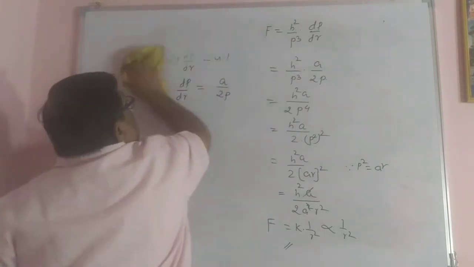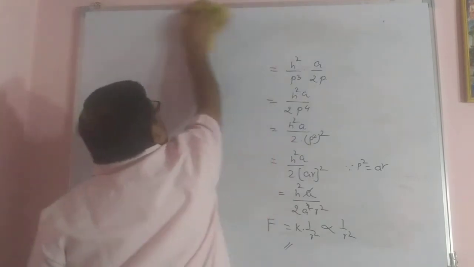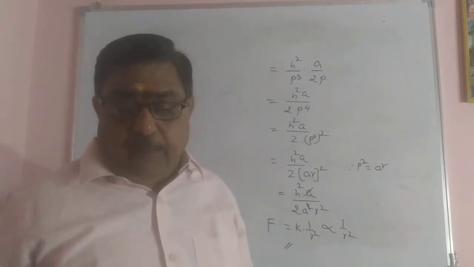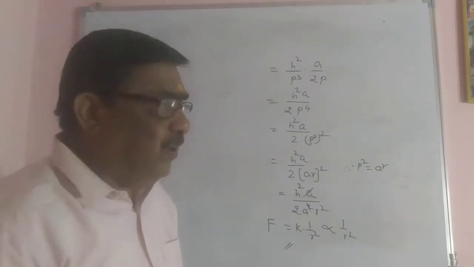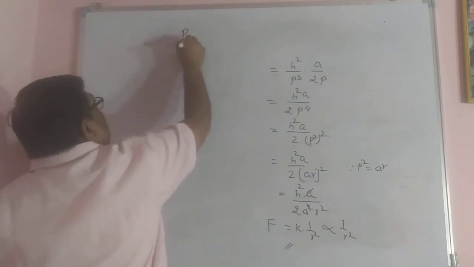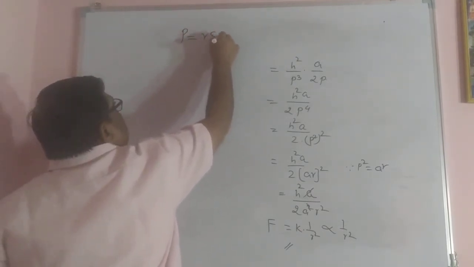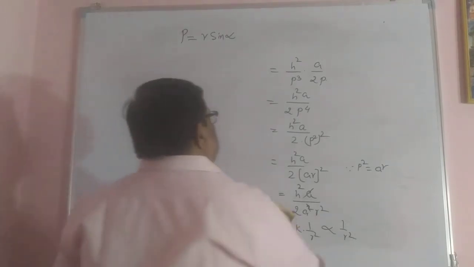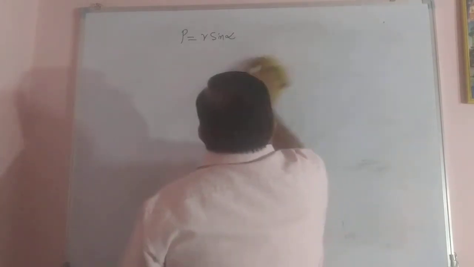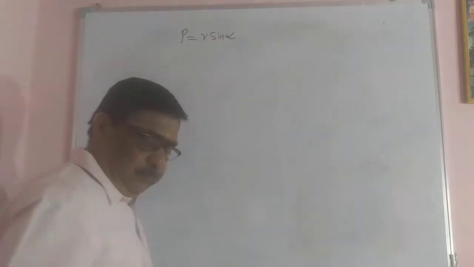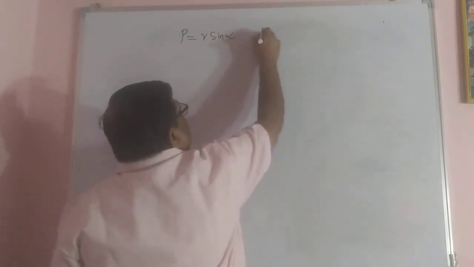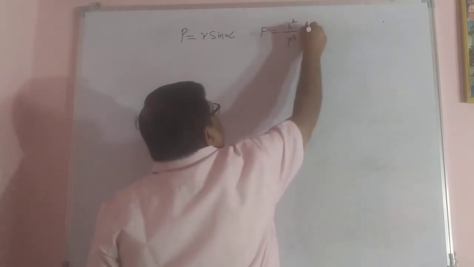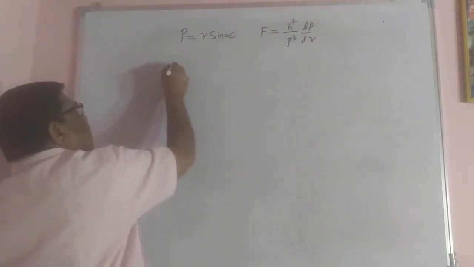Okay, third example. See, in all these examples, p is given, therefore I am using the pedal form. If the central orbit is given by p equal to r into sine alpha, where alpha is constant, find the law of force. As usual, you find out. F equal to h square divided by p cube into dp divided by dr. Differentiate this with respect to r.